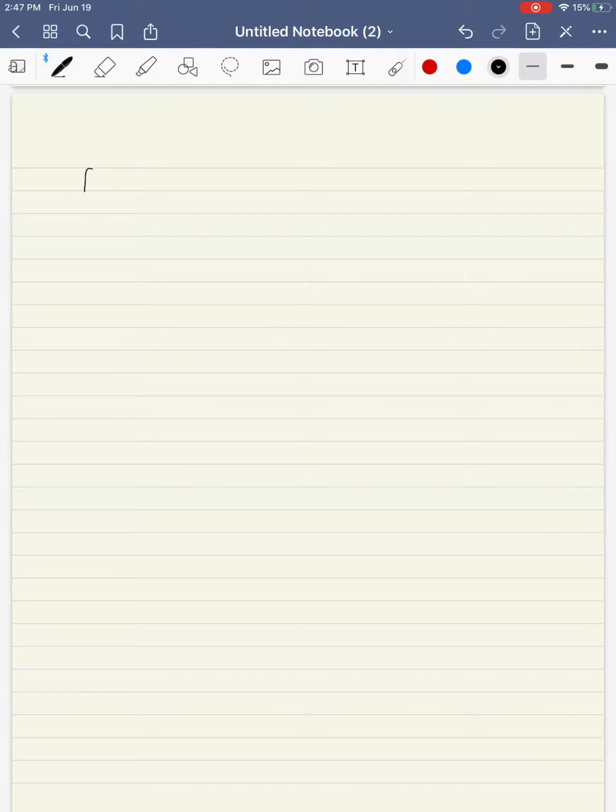Let's see if we can use that information to find, given a function, I want you to write whether it opens up or down. And I want you to write the vertex based on what we just learned.